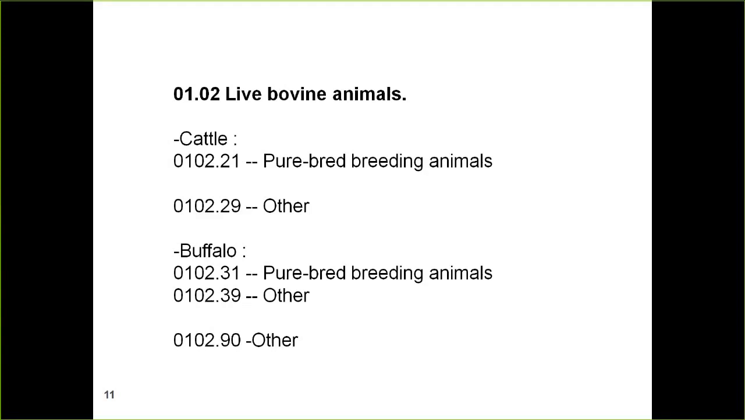What you may find at the national level or within the CARICOM CPC, 010290 may be broken down further. In other words, that subheading which is called other, this last subheading in your national tariff, you may choose to break it down further to an 8-digit number. So you'd have 010290 and you may put 9010 to refer to a particular species of bovine animal, which is not, of course, cattle or buffalo, which you may want to single out.